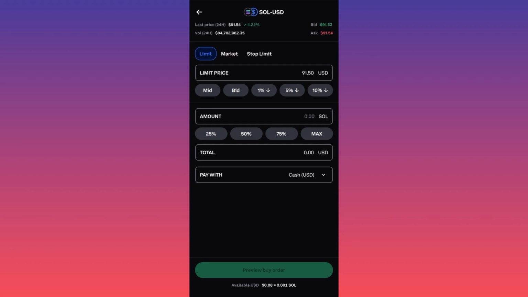Also, you can work with percentages. You can set to buy when Solana is down 1%, or down 5 or 10%. Or you can simply work with an amount. For example, if you had deposited, let's say, $1,000, you can set an allocation of a quarter of it, 25%, or you can allocate 50% of it, or you can allocate all of it.